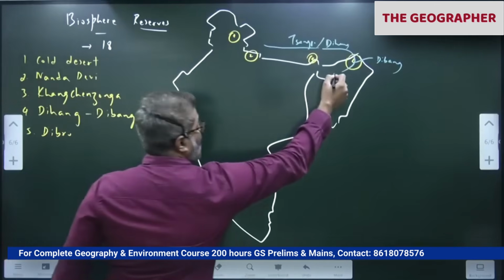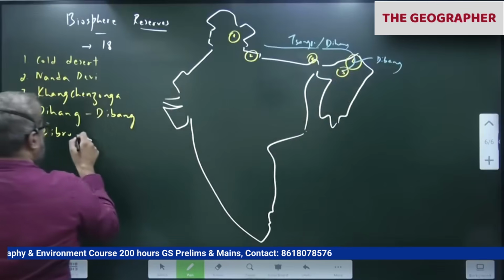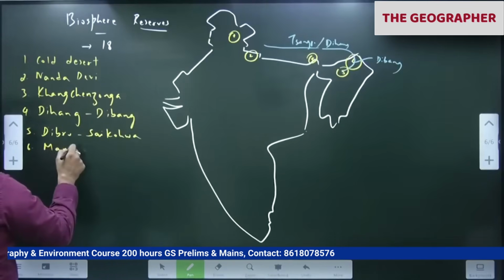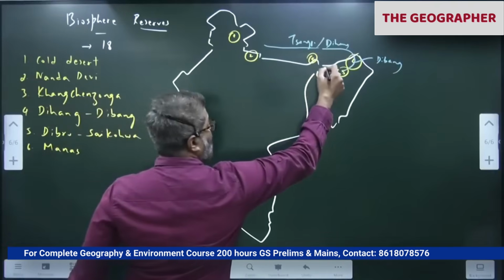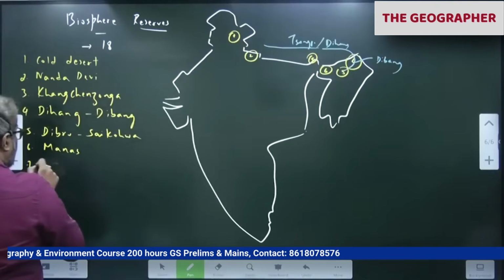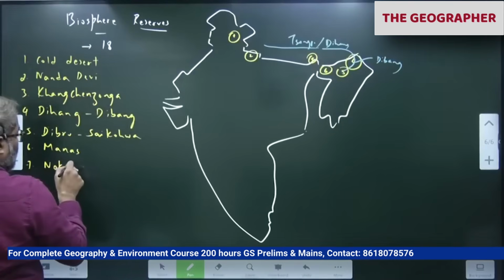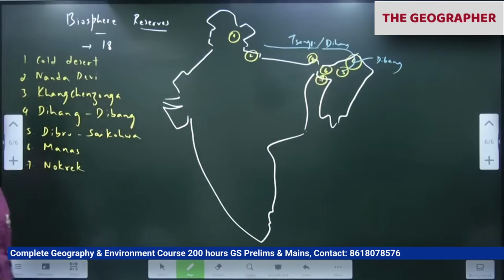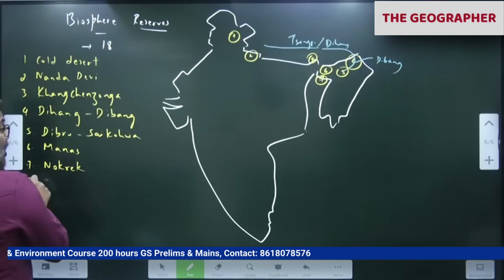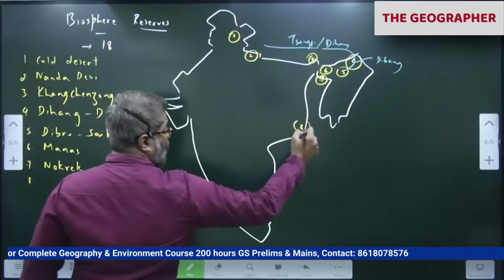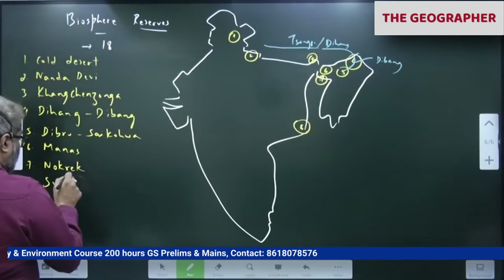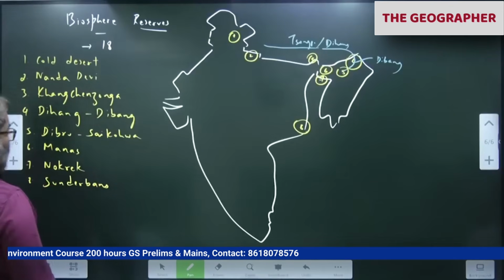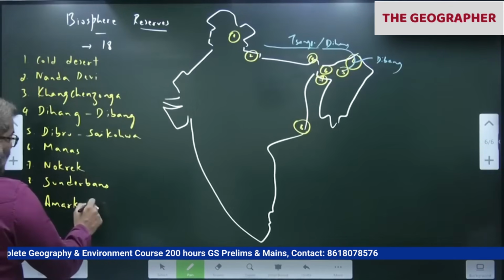Here, Dibru Saikhowa, Arunachal, Assam. Sixth one, Manas, Assam. Seventh one, Nokrek, Meghalaya. Eighth, here, Sundarbans. Ninth, Amarkantak.